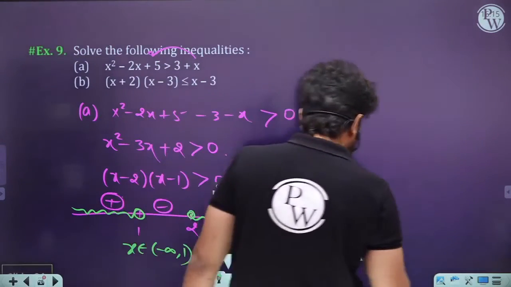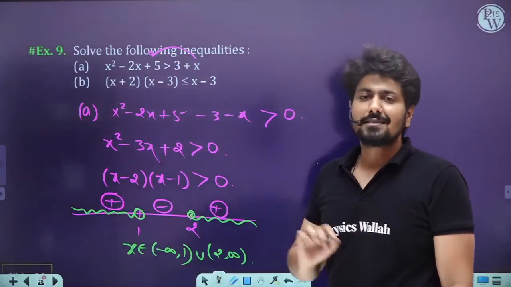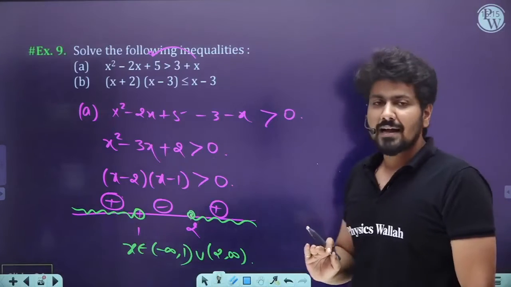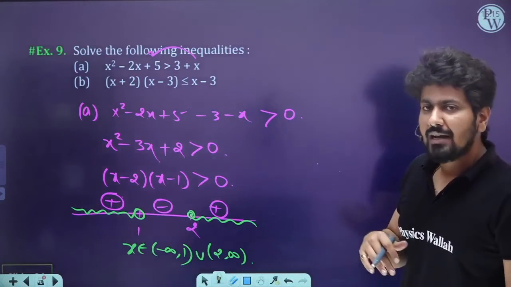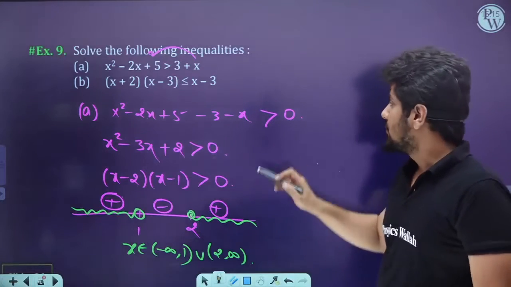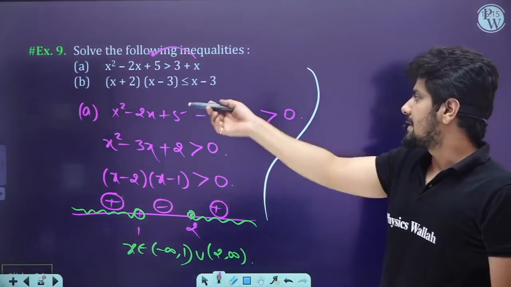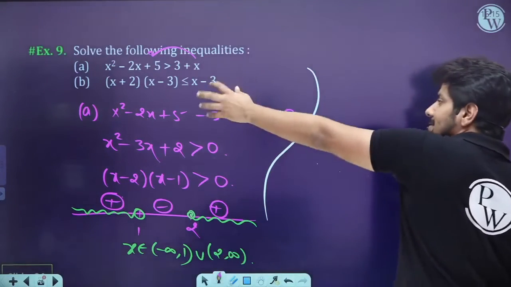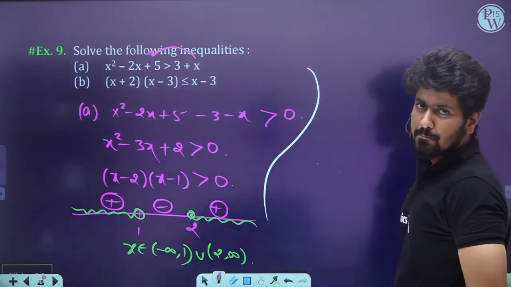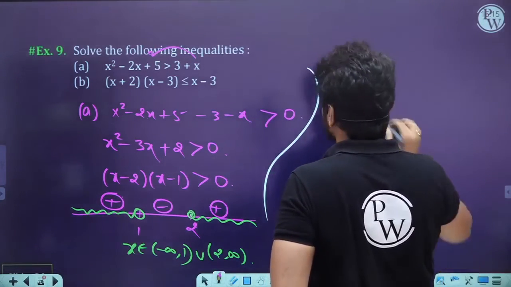I hope you remember that we don't use close bracket with infinity or minus infinity. We use open bracket when we don't want to include. If there is equality, then we use close bracket. In case of equality, we use close bracket. Like in the second case, x plus 2 multiplied by x minus 3 less than or equal to x minus 3. Okay, so now let's bring each of the factors to the same side.